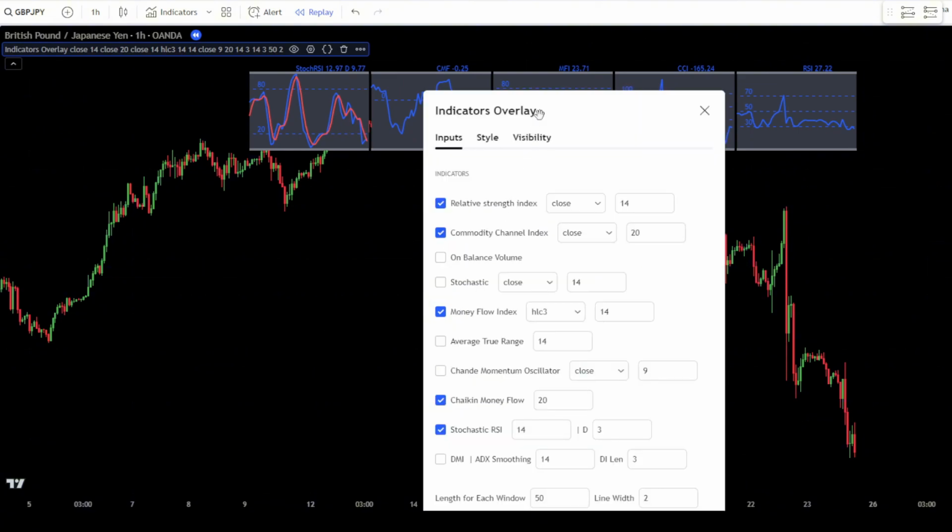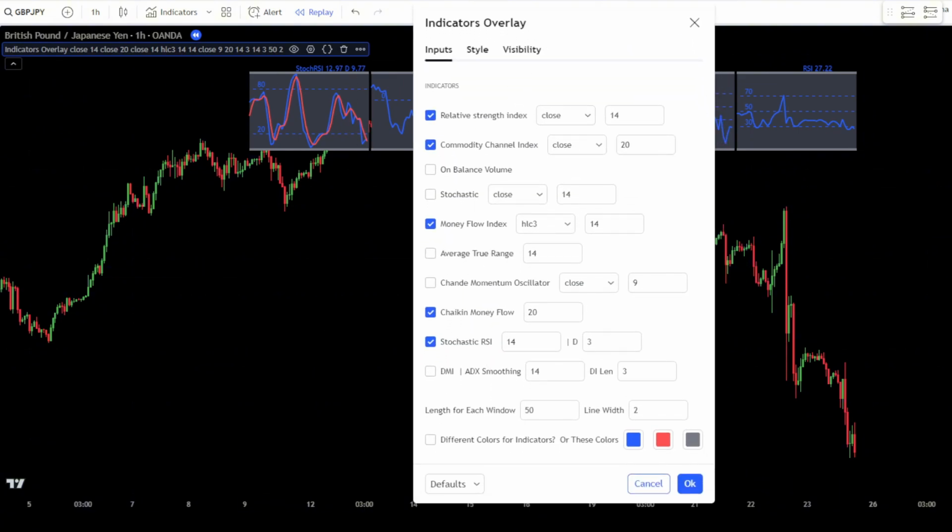As I mentioned earlier, this indicator consists of 10 parts that you can use either simultaneously or separately. You can choose to use the RSI, CCI, On Balance Volume, Stochastic, Money Flow Index, Average True Range, Chande Momentum Oscillator, Chaikin Money Flow, Stochastic RSI, and ADX indicators either together or separately, depending on your needs.